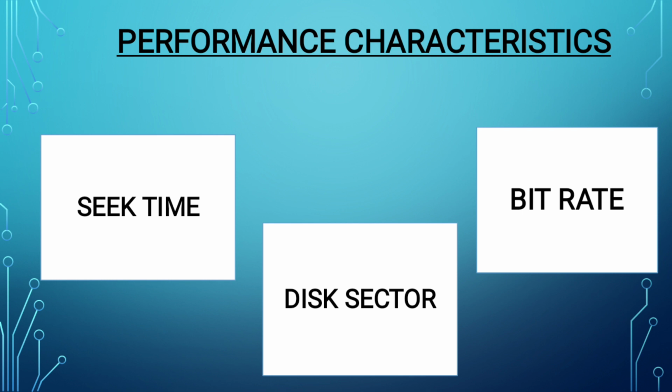The number 1 is seek time, number 2 is disk sector and number 3 is bit rate. Seek time is a measure of how long it takes the head assembly to travel to the track of the disk that contains data. Number 2, disk sector. Rotational latency is incurred because the desired disk sector may not be directly under the head when data transfer is requested. Third one we have bit rate or data transfer rate, which creates delay and is a function of the number of bytes transferred.